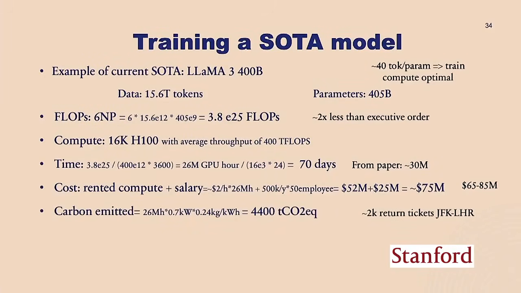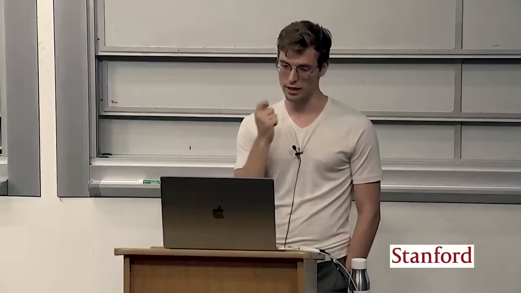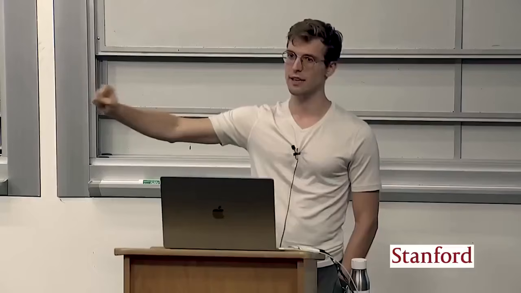Carbon emitted: a lot of people might ask, since cost is not the only thing that is important. So I did the computation. It's around 4,000 tons of CO2 equivalent. That is actually only 2,000 return tickets from JFK to London. So right now, carbon emitted is huge, but it's not yet meaningful. I think in maybe GPT-6, GPT-7, once you multiply this by 100, that might become a real issue. Right now, it's still not an issue in the grand scheme of things.